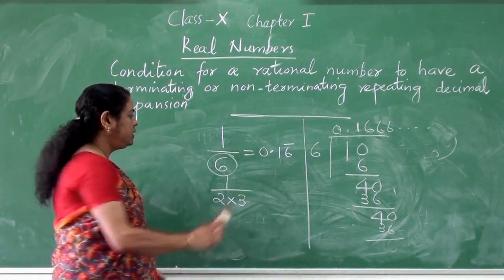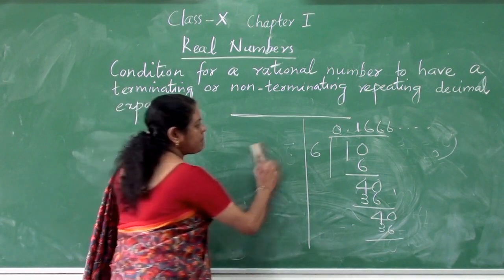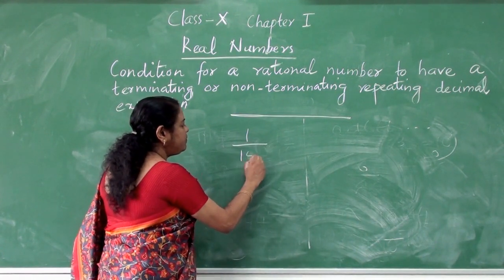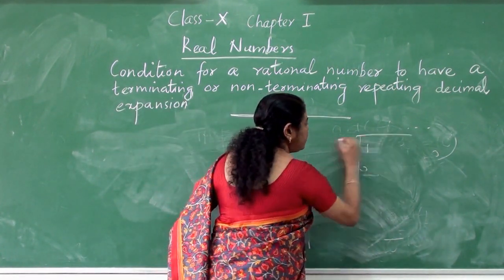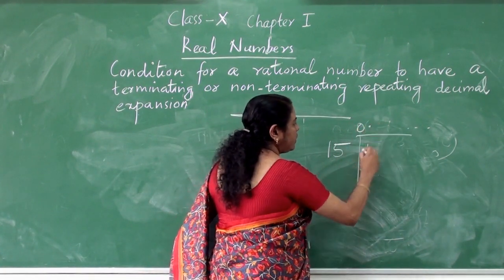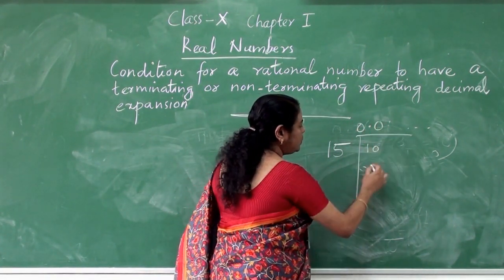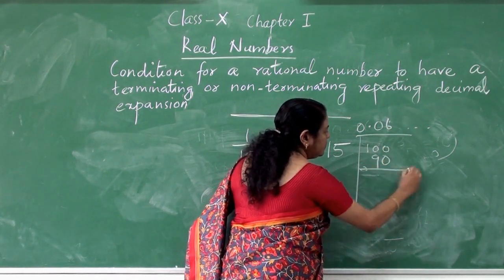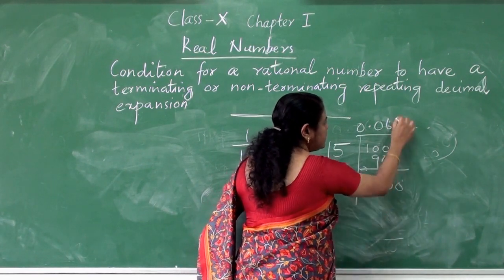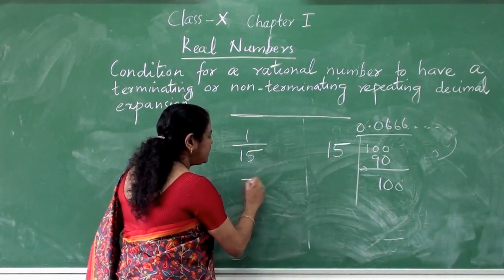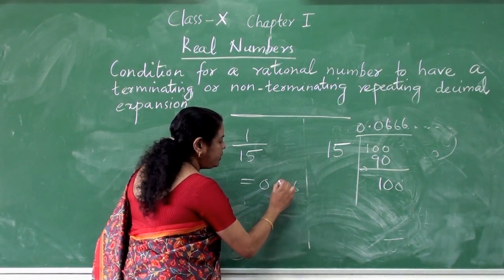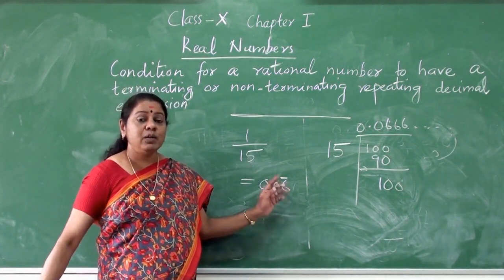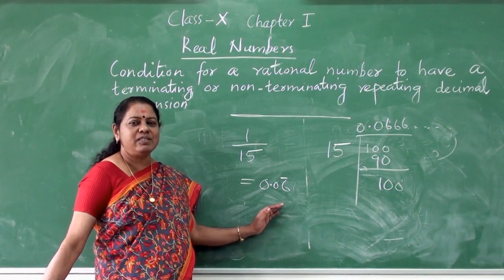Now consider another number, say 1 by 15. See the decimal expansion of 1 by 15. 15 into 6, 90. 10. Again 100, 6, 6, 6, 6. So here the decimal expansion is 0.066, etc. That is 0.0(6) with a bar. Here also the decimal expansion is non-terminating repeating.